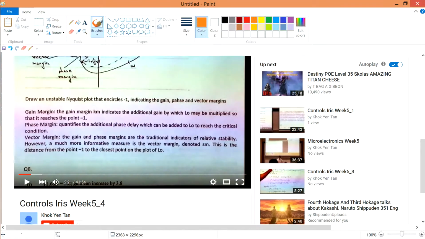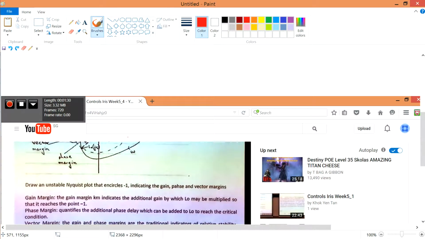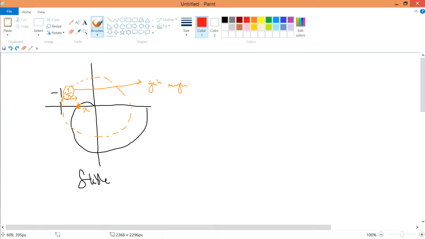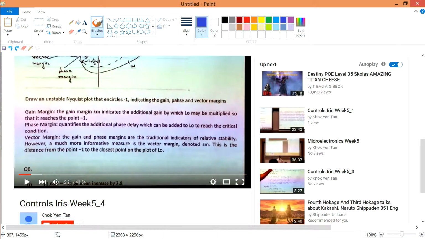If you don't believe me, you can state that the gain margin indicates the additional gain by which the L0 may be multiplied so it reaches -1. This is more detailed and exact. I would highly suggest you remember this one. But the meaning is simply, if you were to further increase this L0 Nyquist curve by multiplying by k, because normally you have a transfer function with certain constants, which you can multiply to enlarge it, this enlargement may cause it to go this way. So this tells you how much you can multiply before you reach -1. That's the meaning of that.